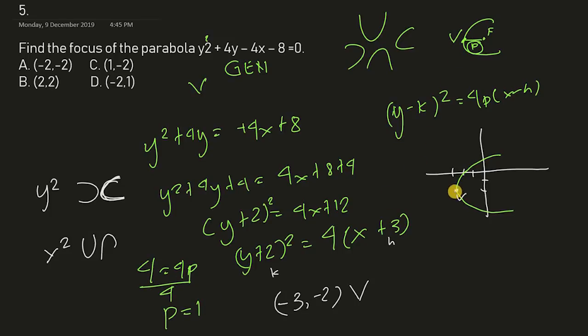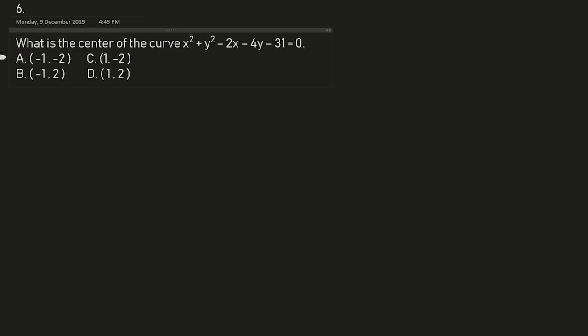So from vertex dito, mag-move tayo ng 1 going to the right para makuha yung focus. Ang ating vertex is negative 3 and negative 2. Mag-move tayo to the right, ibig sabihin yung mag-change is yung x-axis. So negative 3, move 1 unit to the right, magiging negative 2 and negative 2. So ito na ngayon ang ating focus. I hope you get the concept, guys. Kahit medyo komplikado, pero ganun talaga yung proseso. So our answer is letter A. Alright? Problem number 6.